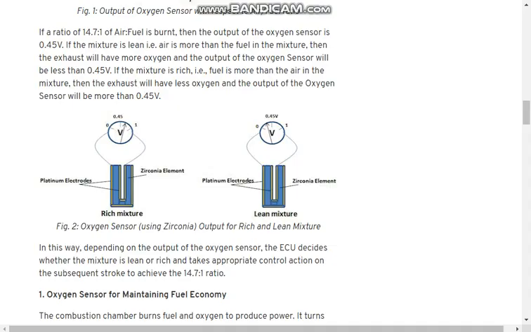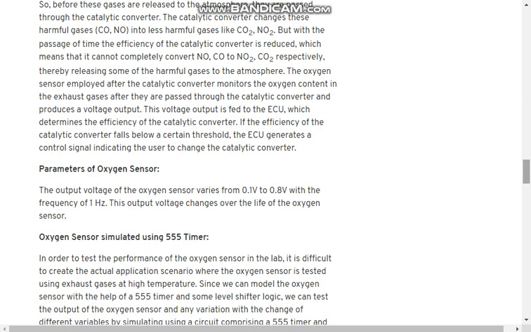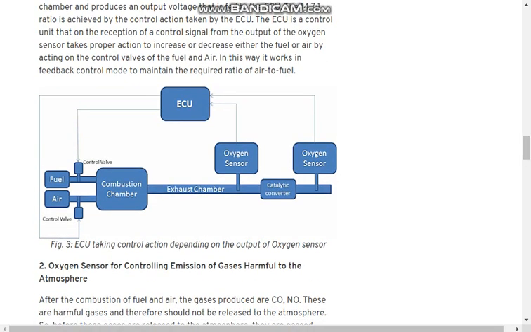This is 0.45 for best burning, and this is how the ECU works. Oxygen sensor first, and the second oxygen sensor after the catalytic converter. So the ECU will measure the input and output, and also the ECU takes a differential between input fuel and input air, and takes control of this valve.